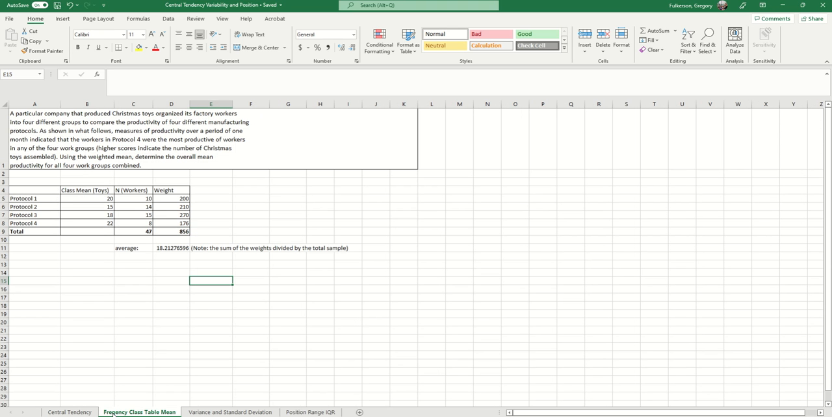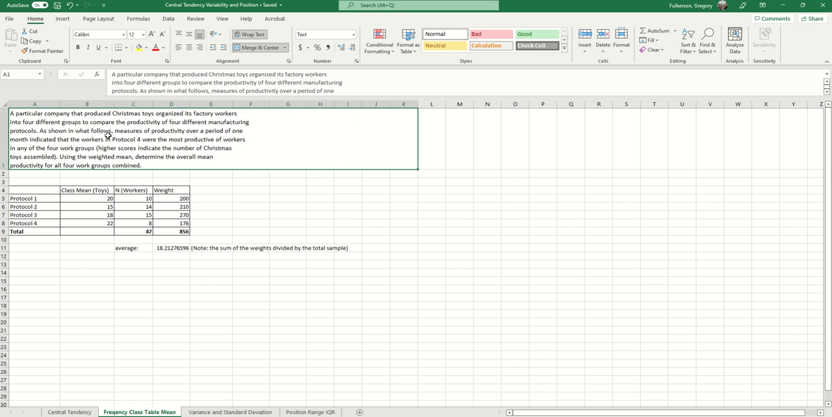The next tab here is the frequency class table. So instead of individuals, we have groups here. In this particular problem, it says a company produces Christmas toys, organize its factory workers into 4 groups. We're calling those groups protocols here. So groups 1, 2, 3, and 4 are there. And it shows in the table the number of toys that are being produced by these groups.